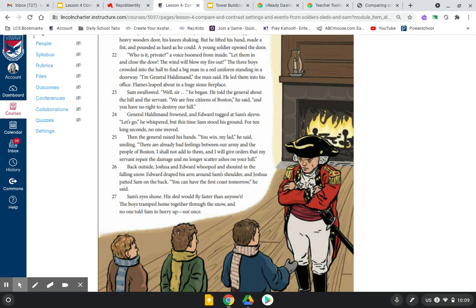Now there is a discussion between the characters as well. The boys with the servant, which was not a very pleasant conversation, and then the boys with the general, which was a much more pleasant conversation. So use that information to help you when you are answering your questions about the settings and the events from this story.